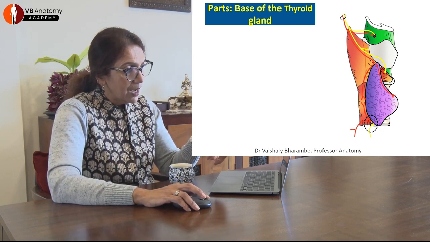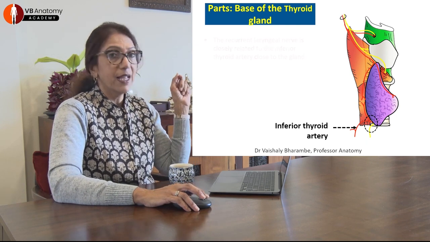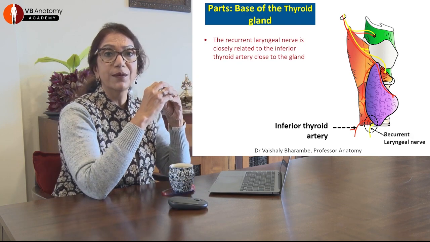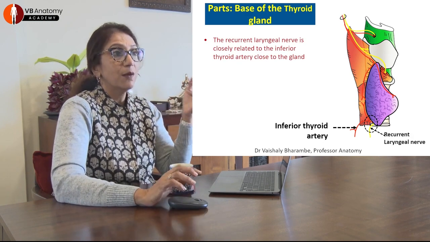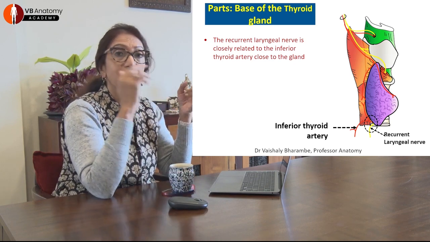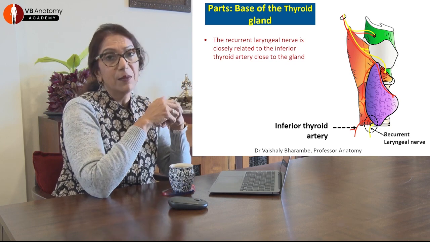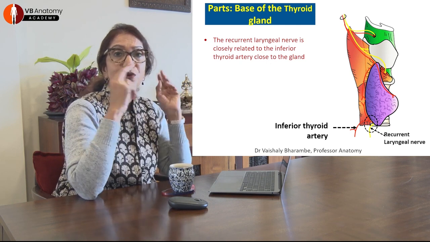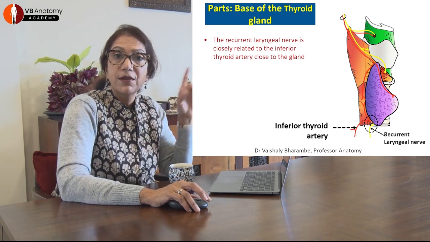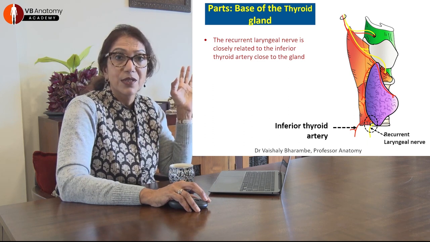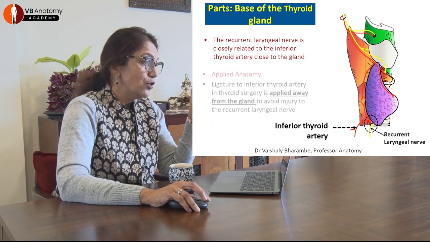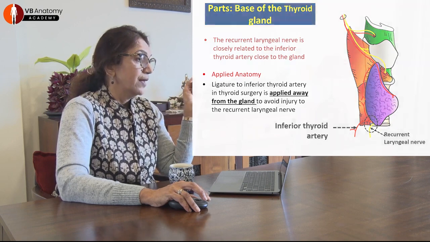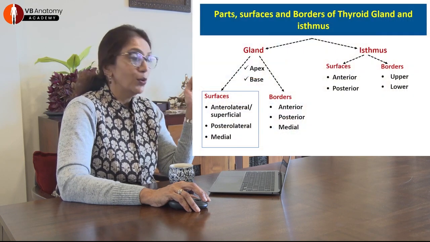Can you see that there is another artery, inferior thyroid artery, and there is a recurrent laryngeal nerve. Again, close to the gland here, they are very close together. So now we come to the same question. Suppose I am doing thyroidectomy. Where will I ligate my inferior thyroid artery? I would ligate my inferior thyroid artery away from the gland, because close to the gland, the two structures are close to each other. You don't want to damage recurrent laryngeal nerve, students. You don't want to damage it. Okay. So the lesson is ligature of inferior thyroid artery applied away from the gland. Okay. Right. So we've done the apex and base. Let's move on to the surfaces.